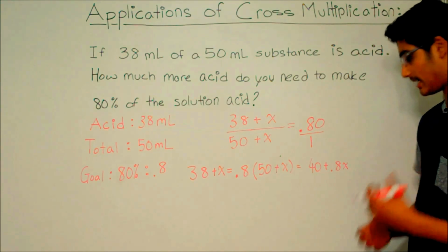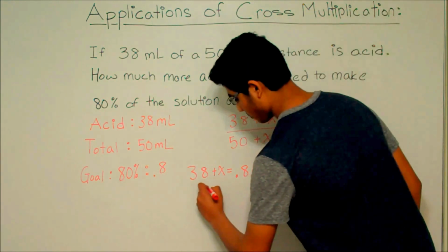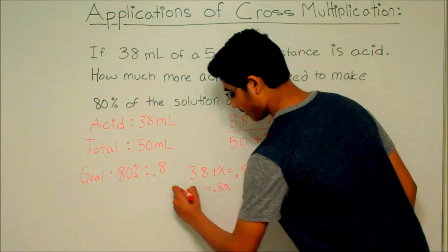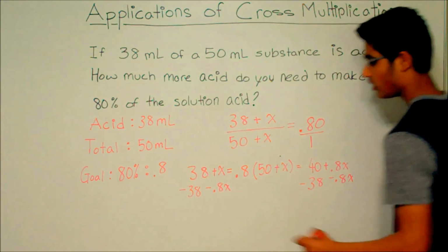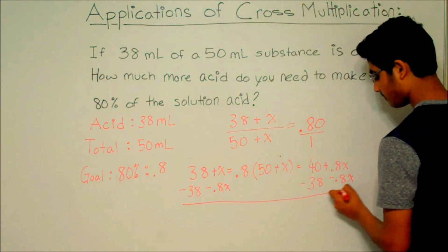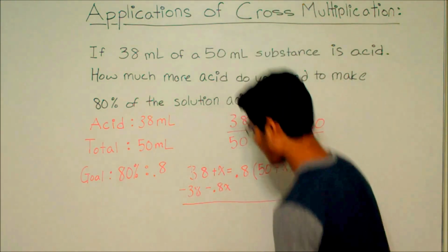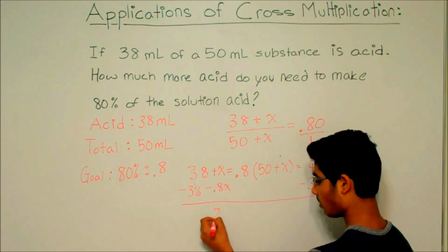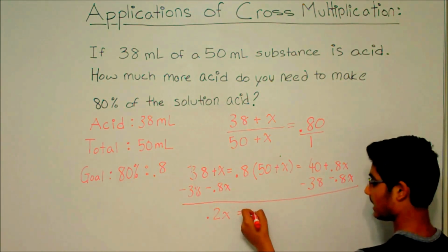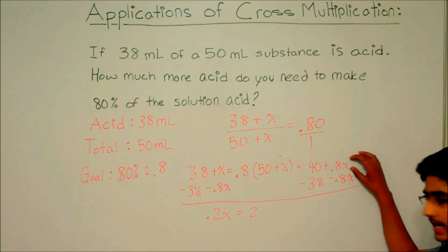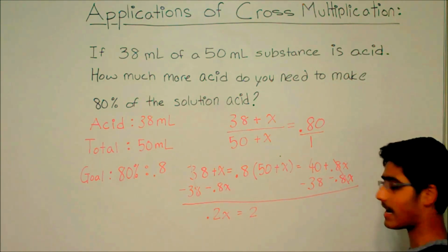So now we have to get x by itself. To do that, we have to subtract 0.8x from both sides, and we have to subtract 38 from both sides. 38 minus 38 cancels out. X minus 0.8x becomes 0.2x, which is equal to 40 minus 38, which is 2, and 0.8x minus 0.8x cancels out. So we're left with 0.2x is equal to 2.